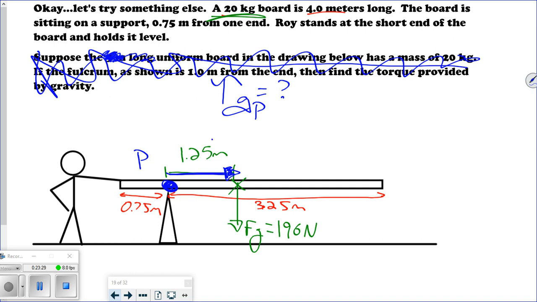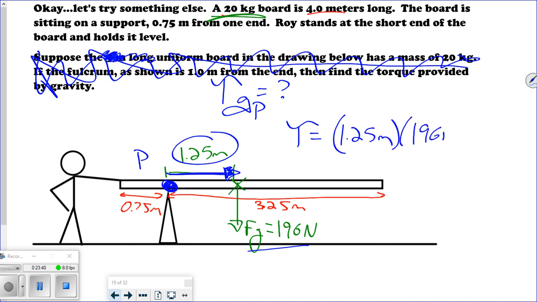So I know my lever arm. I know my force. They're perpendicular, so I can just multiply, right? So my torque is my distance times my force, and it gives you 245 newton meters. All right.